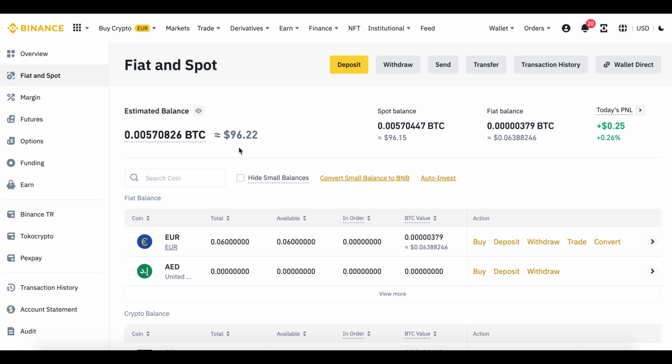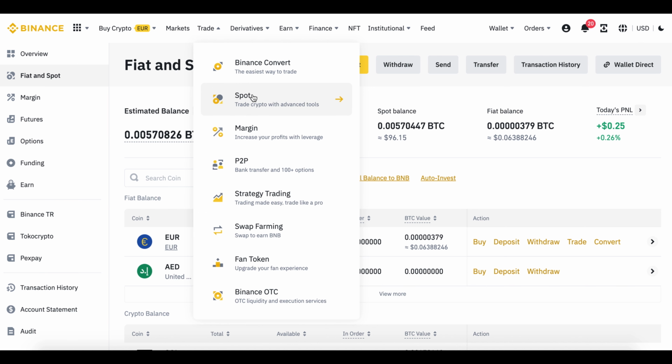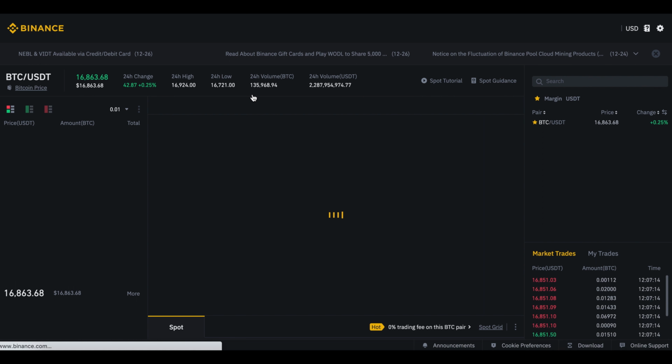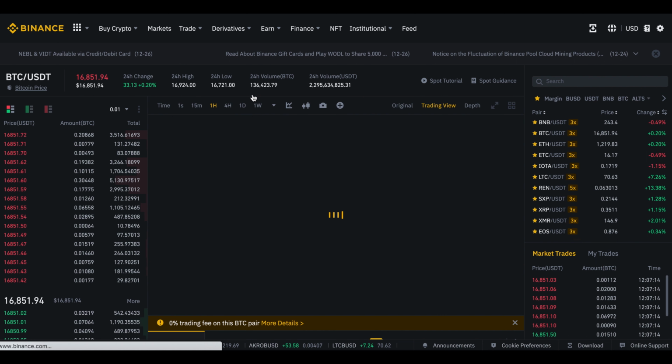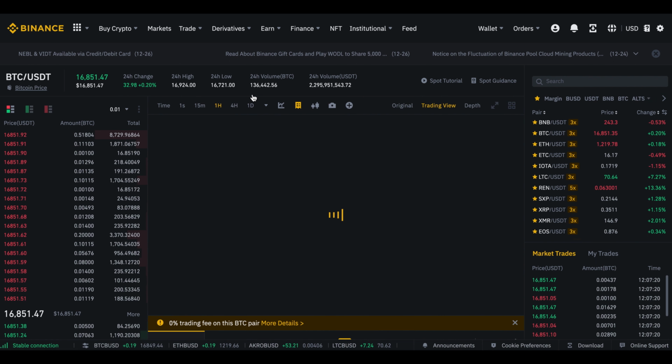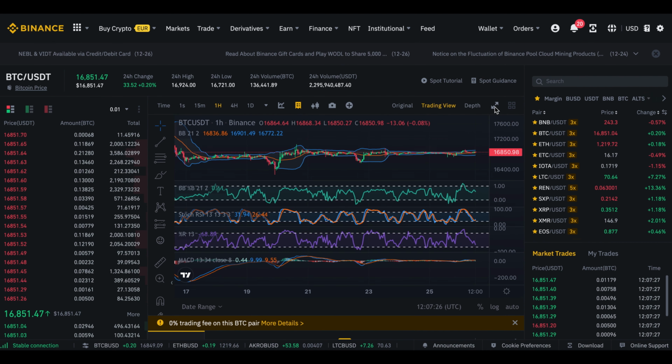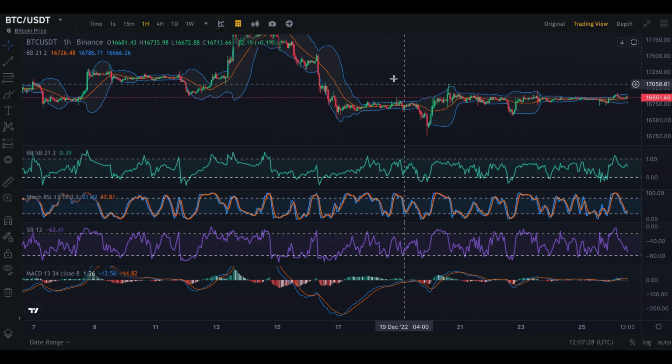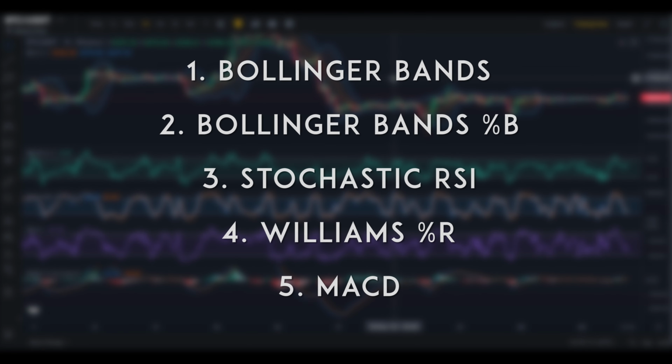Okay, so let's go now into the trade. Click on the spot. And we're gonna have a closer look on my indicators. Okay, so let's click over here and make it a full screen, so it's gonna be easier to understand what's going on here. So as you see, my top 5 indicators are Bollinger Bands, Bollinger Bands %B, Stochastic RSI, Williams %R, and MACD.